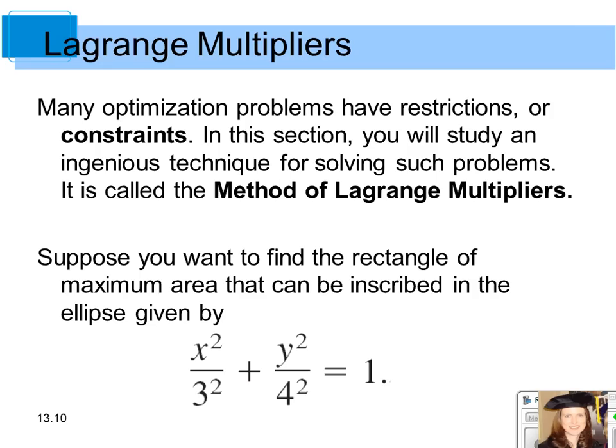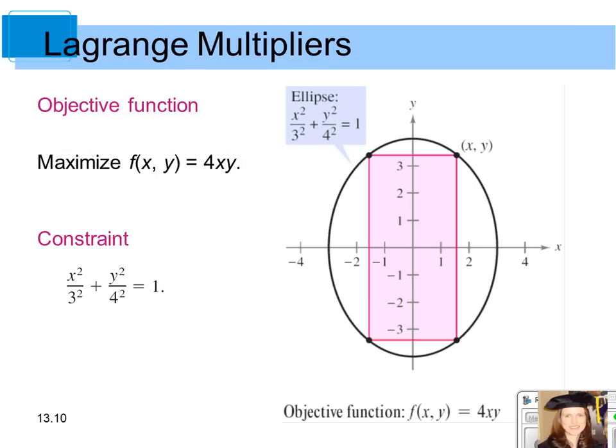Now, suppose you want to find the rectangle of maximum area that can be inscribed in the ellipse given by x squared over 3 squared plus y squared over 4 squared equals 1. Here's a sketch of that ellipse and an example of a rectangle that can be inscribed in that ellipse. Our goal here is to maximize the area of that rectangle, and the constraint is that the vertices of the rectangle have to be on the ellipse.